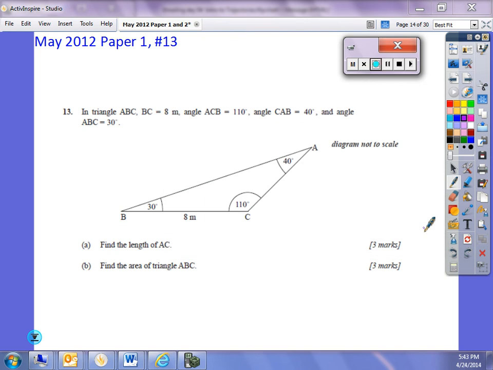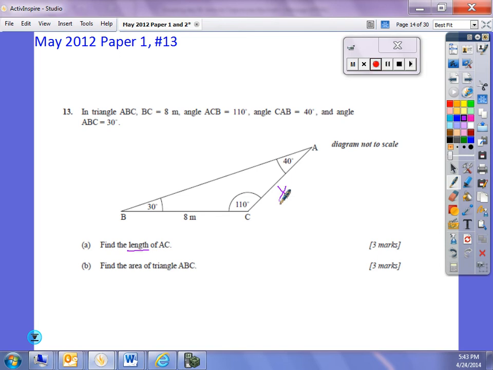Problem 13, we have yet another triangle, and we're going to be using the law of sines again. This one's a little bit different because instead of using the law of sines to find an angle, we're going to be using the law of sines to find the length of AC. Let's mark AC so that we know exactly what it is that we're going to be trying to find.